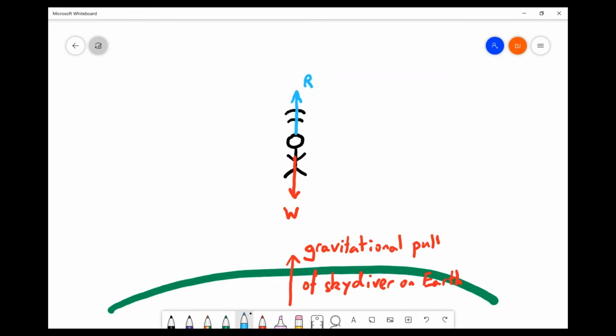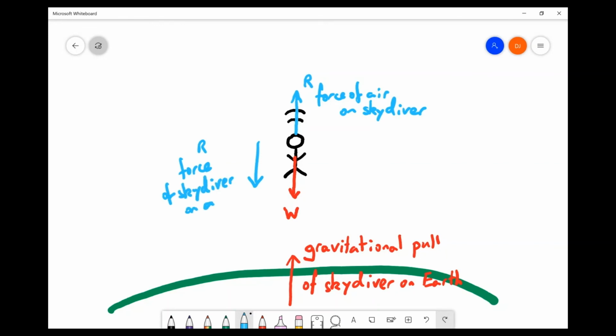Now, the air resistance force does have a Newton's third law pair of its own. The air resistance is the force of the air on the skydiver. And so the Newton's third law pair to that will be the force of the skydiver pushing the air downwards.